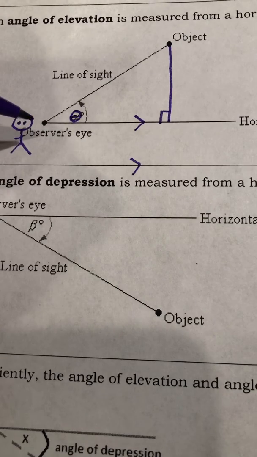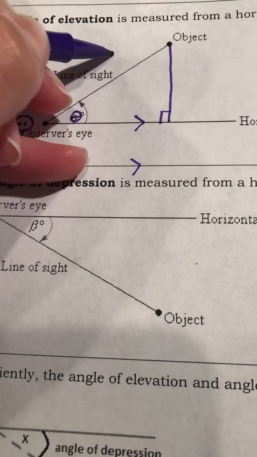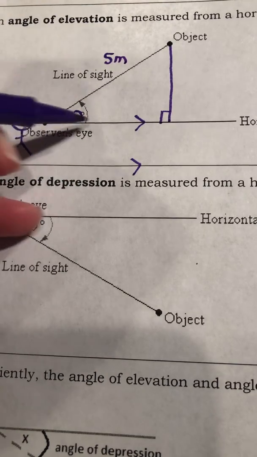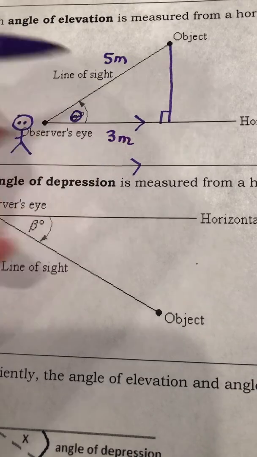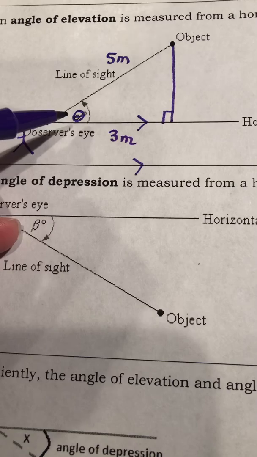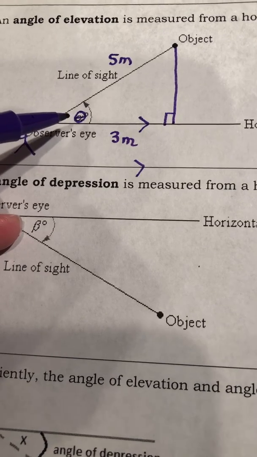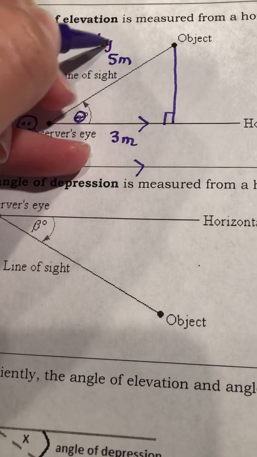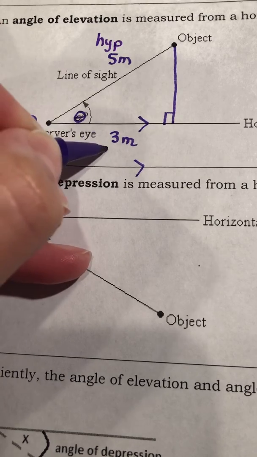Let's assume that the line of sight is 5 meters long. And let's assume that the distance between the observer's eye to the horizontal is 3 meters. In this case, I could use the previous formulas I've learned and use inverse trigonometry to calculate the angle. I would know that the 5 meters is my hypotenuse. I would know that 3 meters is my adjacent side.